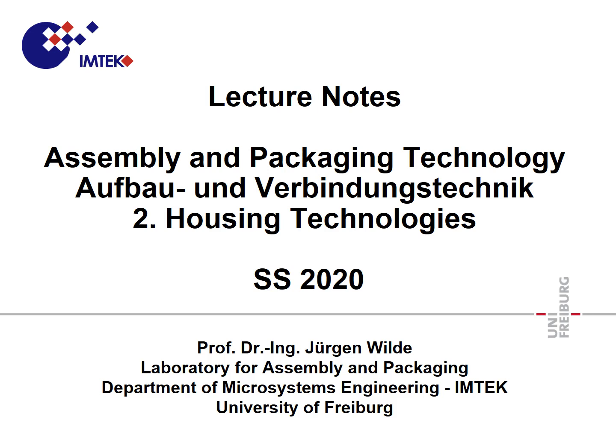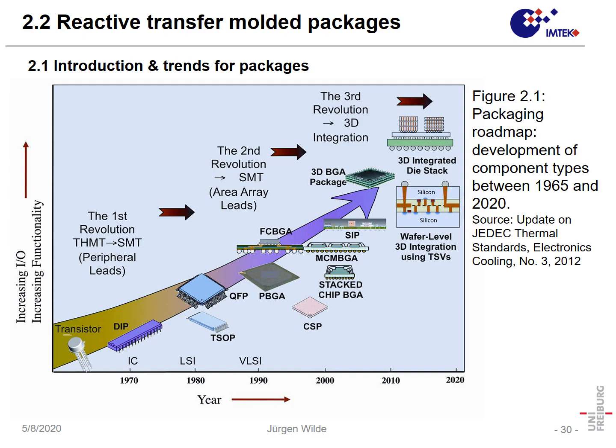Now let's proceed with housing technologies. So that mainly means to make packages for first level and second level integration. And for first level integration, we will have a look at what has happened between, let's say, 1960 and today. In the beginning, we had very simple transistor housings, like here, that typically was a so-called TO, transistor outline.